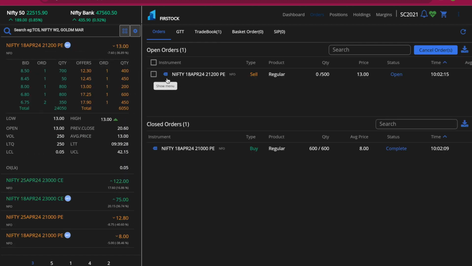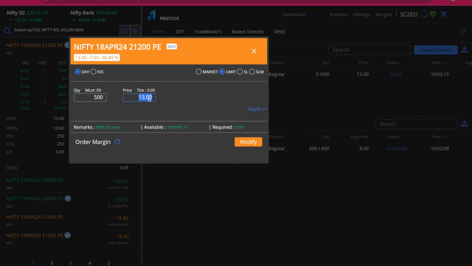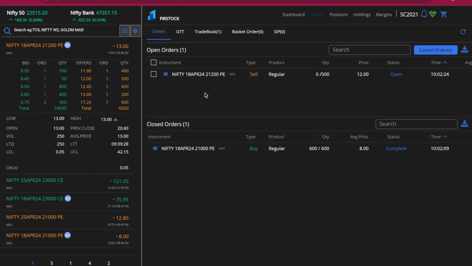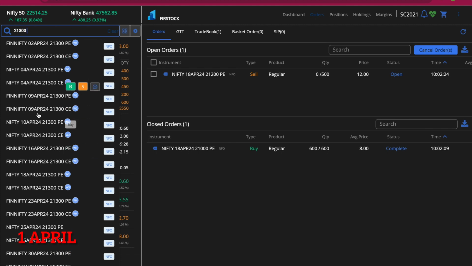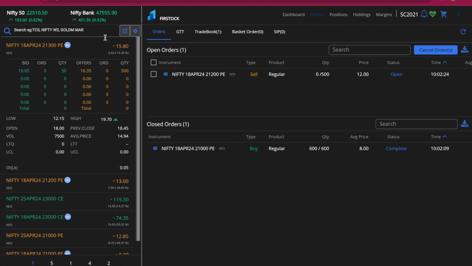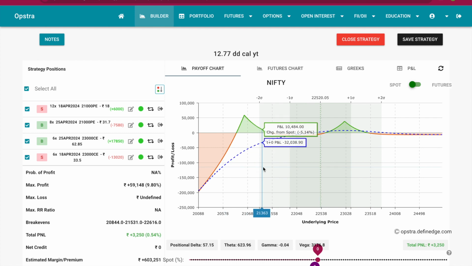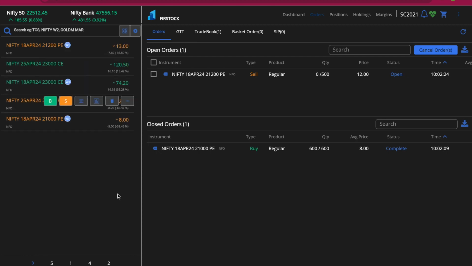Check the market depth first. See, market depth is very bad. We are not getting a decent value over here. Maybe we'll go for 21,300. Check the PE over there. The 18th April 21,300 PE is here. That is 15, and market depth is bad there as well. Let's check 21,500. That is coming inside the 2 sigma, so it's not worth it.